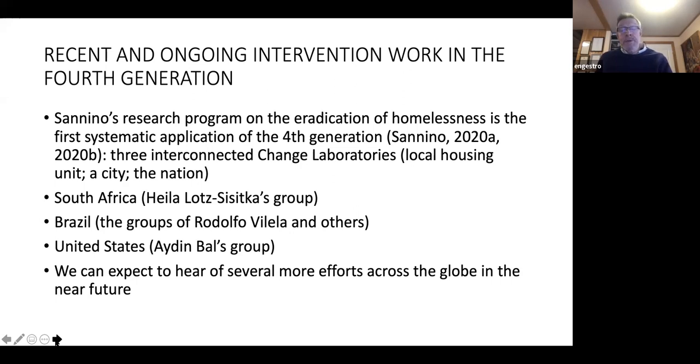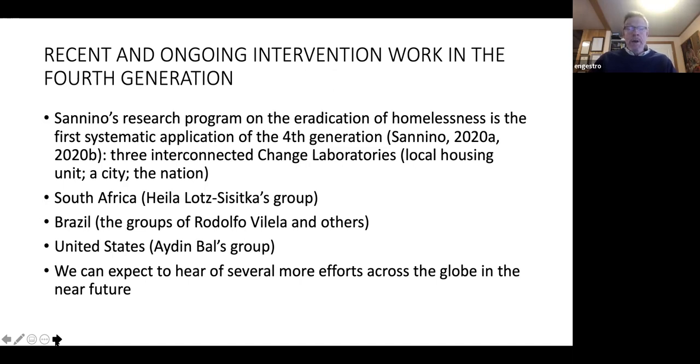In Brazil, there are strong groups. I would like to mention particularly the group led by Rodolfo Vilela in Sao Paulo, especially looking at workers' health and well-being at work in various settings. They have also recently produced a book of multiple change labs, I think 11 change laboratories conducted in this field. In the United States, I'd like to mention the work of Aidan Ball in Wisconsin. Recently, he has conducted multiple change laboratories, or as he calls them, learning laboratories, among indigenous Native American tribes, who are typically heavily discriminated against in educational systems and in society.